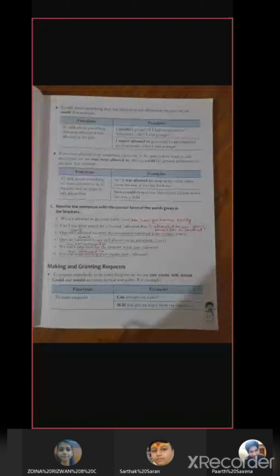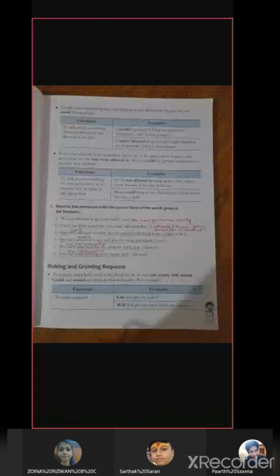Next, I wasn't allowed to go out till I had completed my homework. So it is an event in the past where you are using could. Okay? And the negative of could is couldn't. Then if we were allowed to do something particular in the past and we want to talk about that, we use was or were allowed to. Okay? Any past event about which we are talking, we use either was or the plural of was, were allowed to. We use could for general permission in the past.